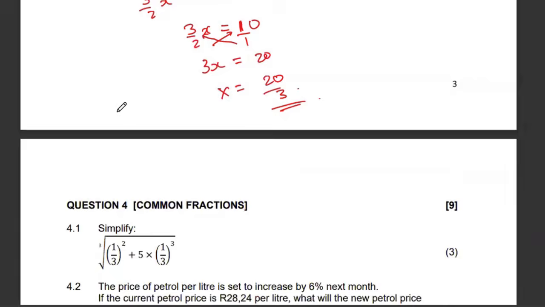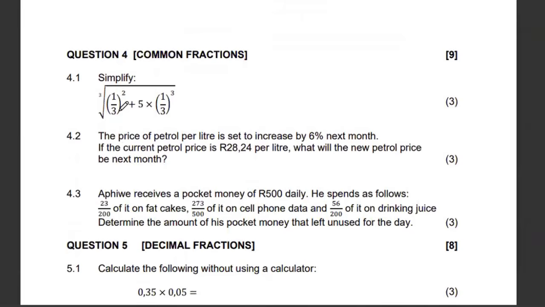Okay. Now, from that question, we have question 4, which is the common fractions. And these common fractions, they want us to simplify this, the cube root of all of that. So we need to start by what is inside. So whenever you have a root sign, treat whatever is inside the root sign just as a bracket. Okay. So if I'm treating it as a bracket, I'll have the cube root. We know that 1 over 3 squared is the same as 1 over 9 plus 1 over 3 cubed is going to be 1 over 27, but we are multiplying by 5, so it's going to be like 5 over 27.